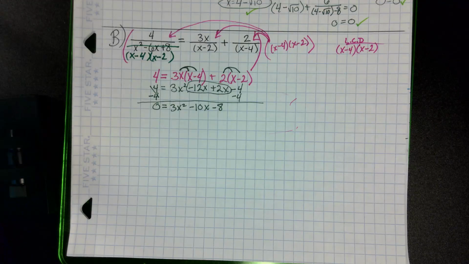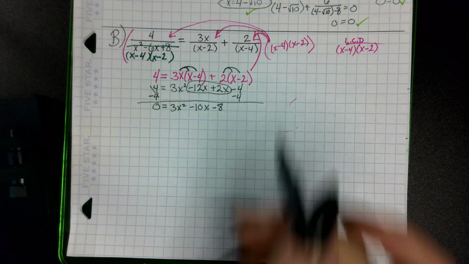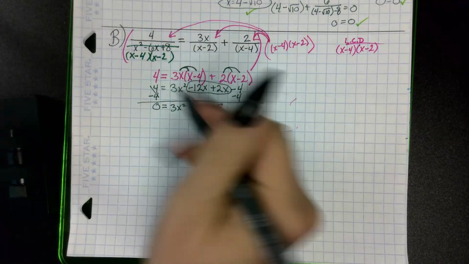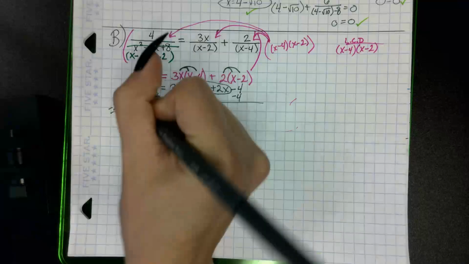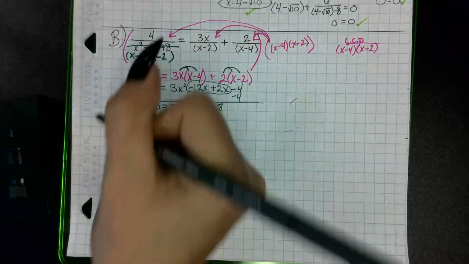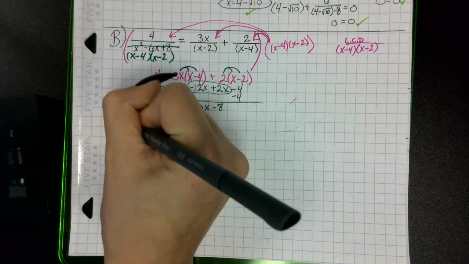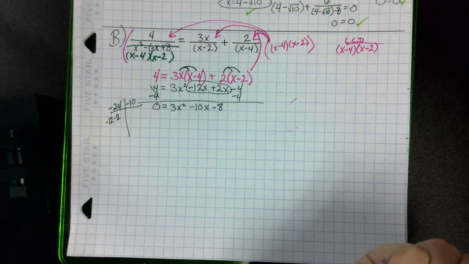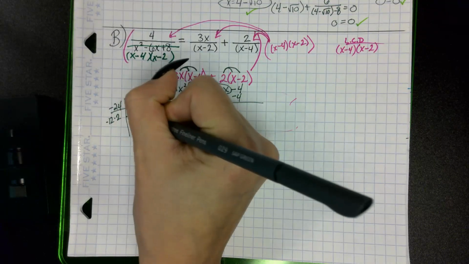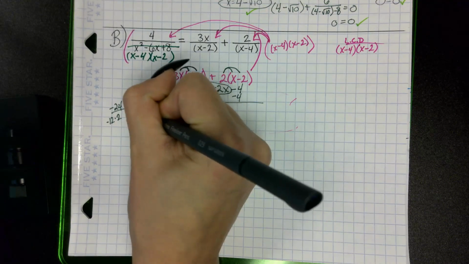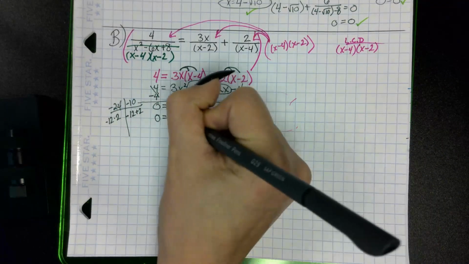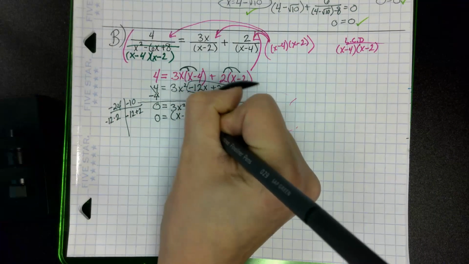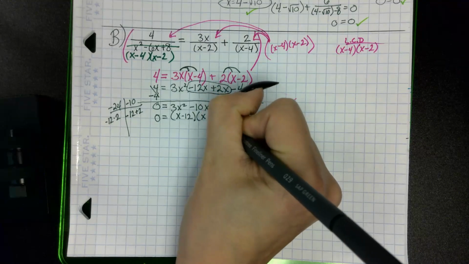And then I'm going to factor it. This one does factor because I'm going to multiply to negative 24, and I want to add to equal negative 10. So if I use negative 12 times positive 2, that's negative 24. And negative 12 plus 2 is negative 10. So 0 equals x minus 12 and x plus 2.